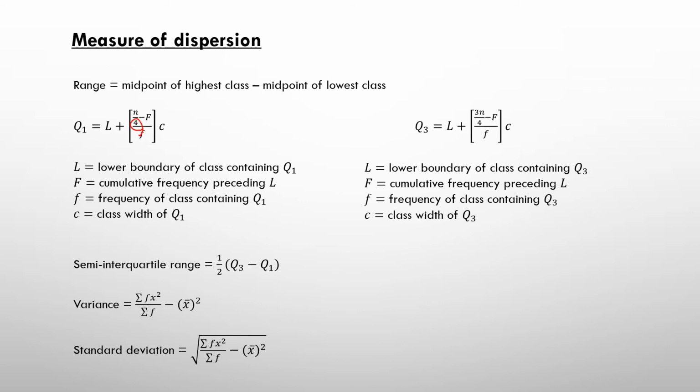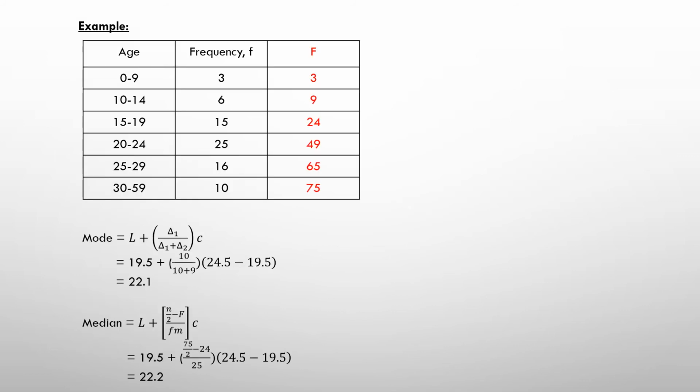Okay. So semi-interquartile range, you use 1/2 times Q3 minus Q1, and the variance is the sum of fx squared divided by the total frequency minus mean square, and the standard deviation will be the square root of variance. Okay, now let's look at an example.